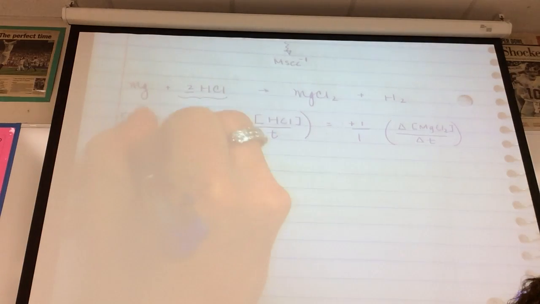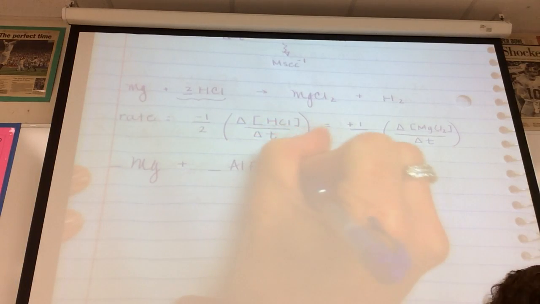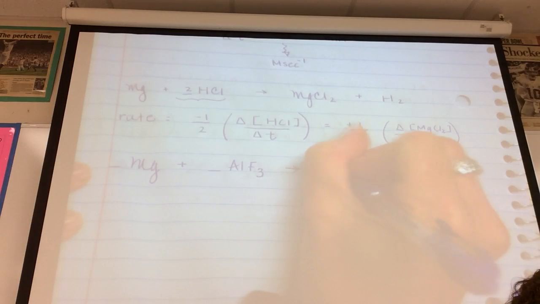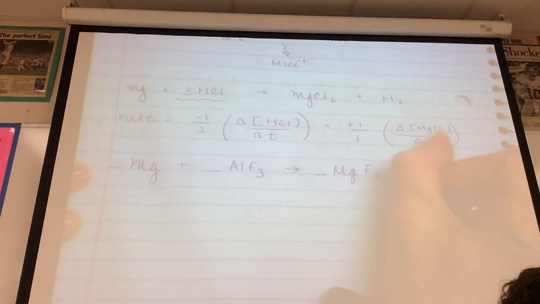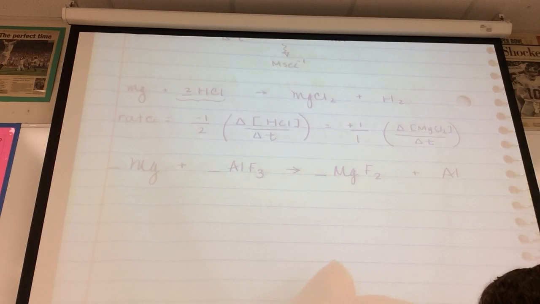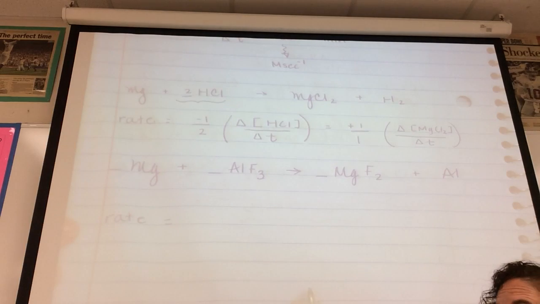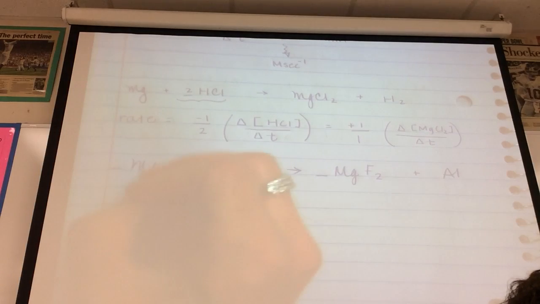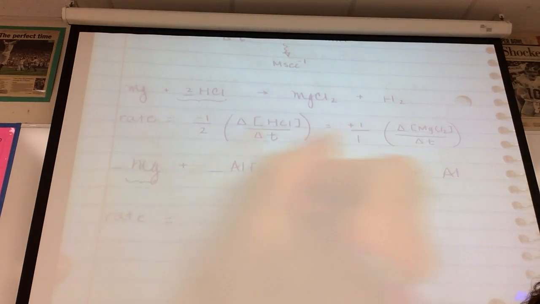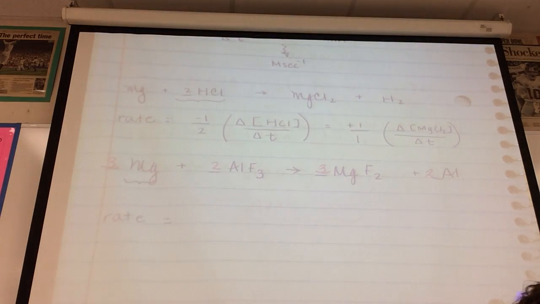The second example is magnesium reacting with aluminum fluoride to form magnesium fluoride and aluminum. And it says write a rate equation or expression that shows the disappearance of an element. Which element disappears? This one. In addition, we've got to balance this, otherwise we're going to make a mess. You guys are all balancing gurus, so we won't worry about that.